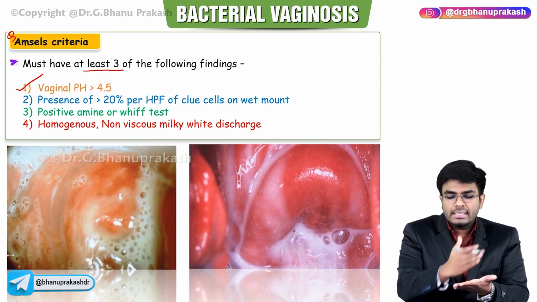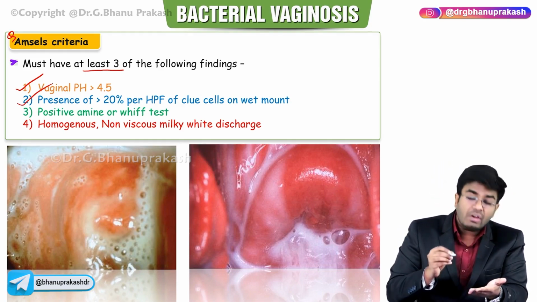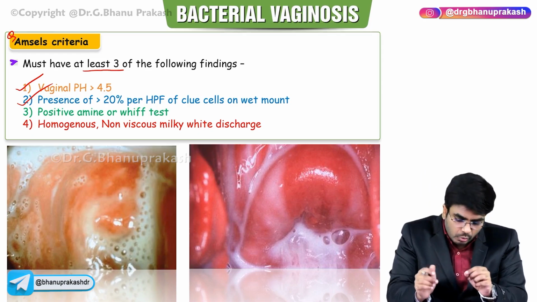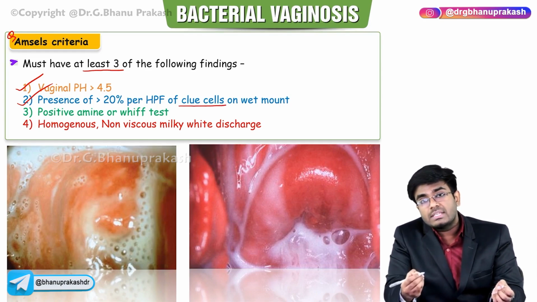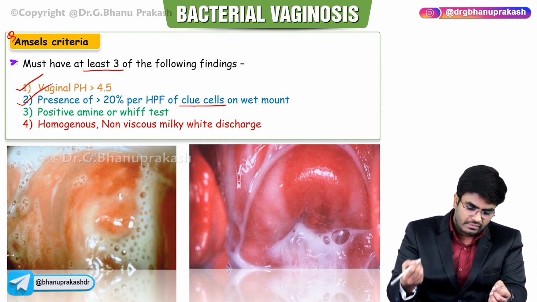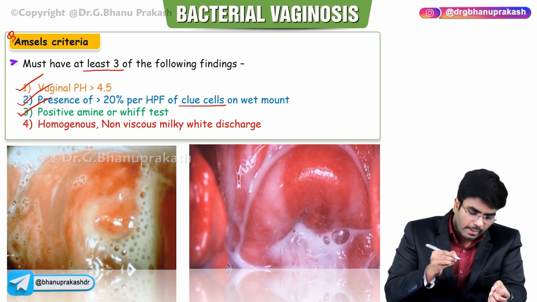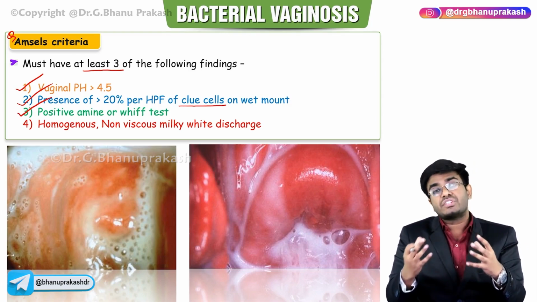Whenever there is no acid, the pH moves towards the basic side. Presence of more than 20% of the clue cells in the discharge is a criterion to establish the diagnosis for bacterial vaginosis. Now, a positive amine test or whiff test: adding 10% potassium hydroxide gives an intense fishy odor.